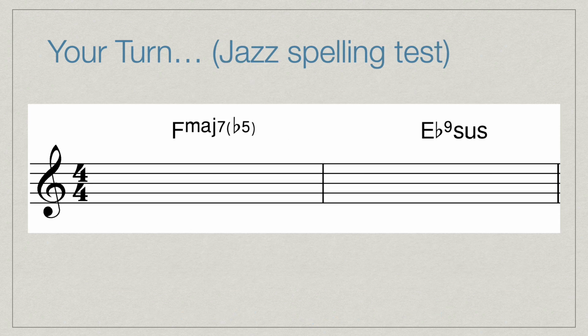Let's have a little spelling test to see what you learned about jazz chord spellings. Spell an F major 7 flat 5 and an E flat 9 sus. Hint, if your label just says sus with no number referring to it, it's usually meaning sus 4 and not sus 2. Pause the video now as you work.